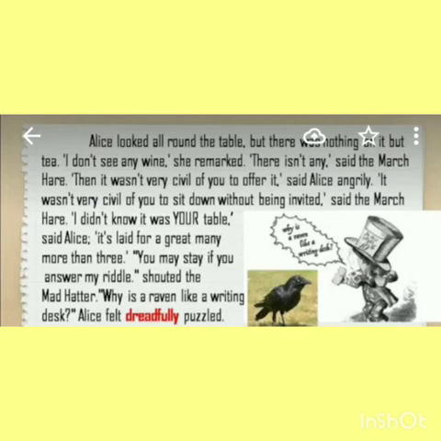Alice looked all around the table, but there was nothing on it but tea. "I don't see any wine," she remarked. So that Hare is asking Alice to drink this wine. Alice is looking here and there. No wine was there, only tea is there, she remarked. She is saying only tea is here, no?